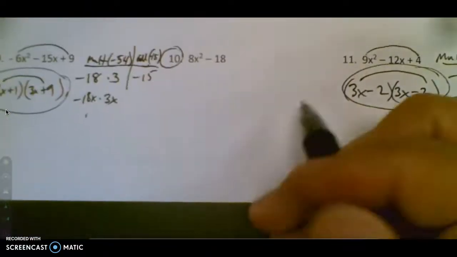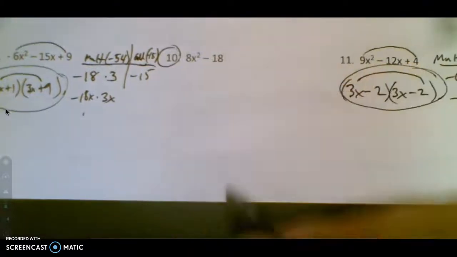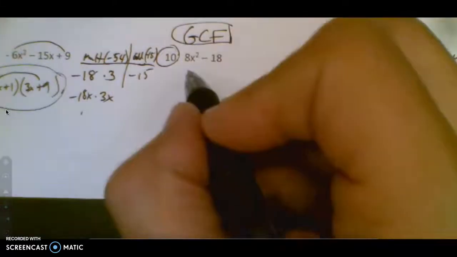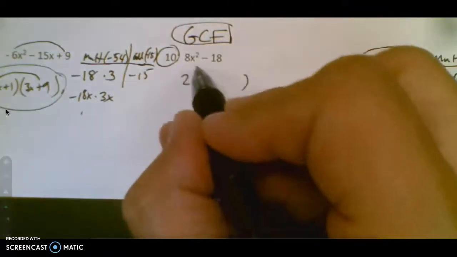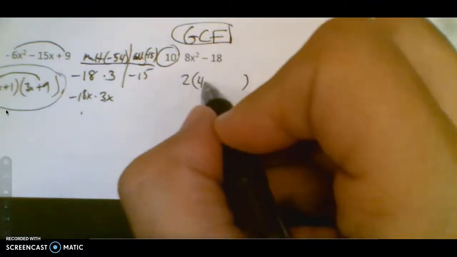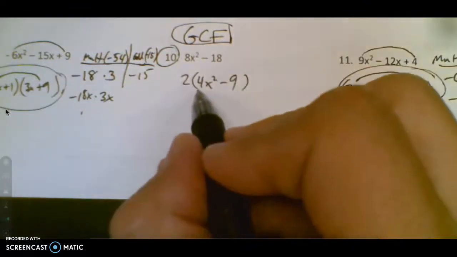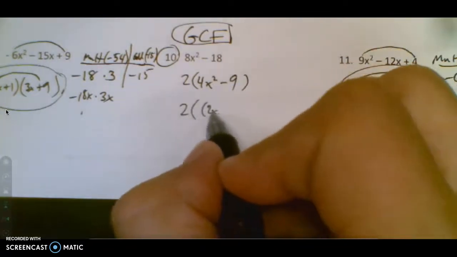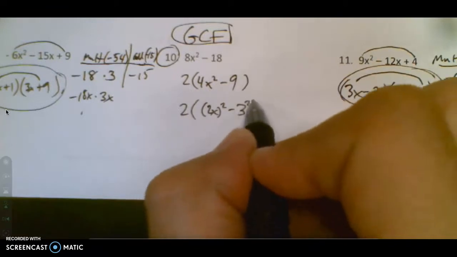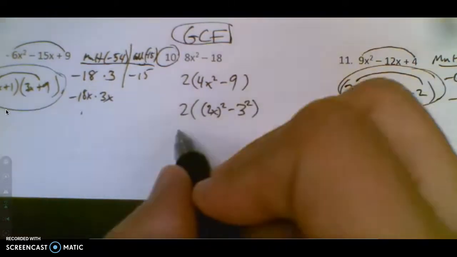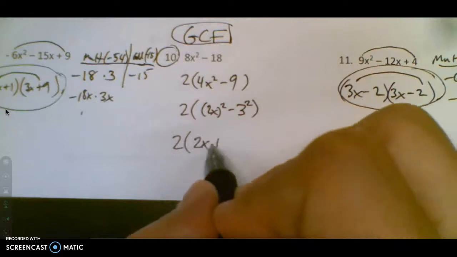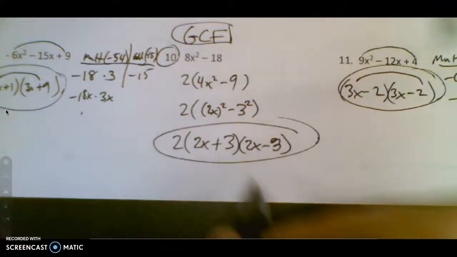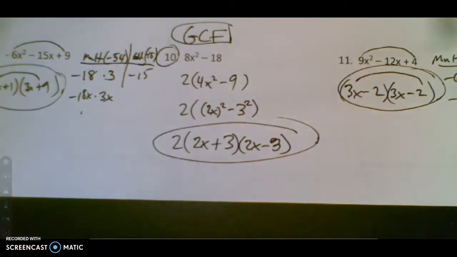Number 10, very similar, except you have to remember the first rule of Factor Club, which is take out a GCF always. You see how they're both even? Well, as soon as I take out a 2, I get the thing I wanted, which is something squared and something squared with a minus between them. So I like to actually take the time and rewrite it. And now you do 2x plus 3 and 2x minus 3. Alright, on to the next section.